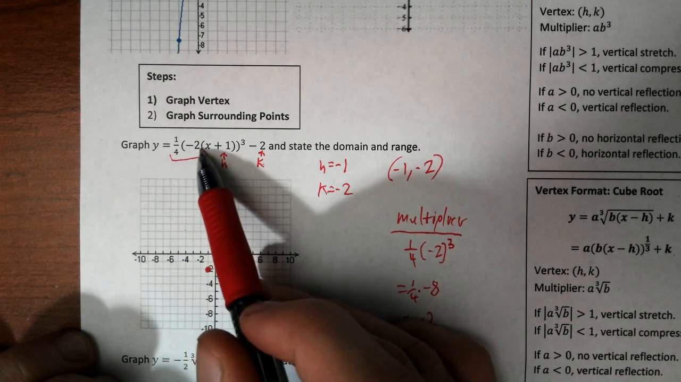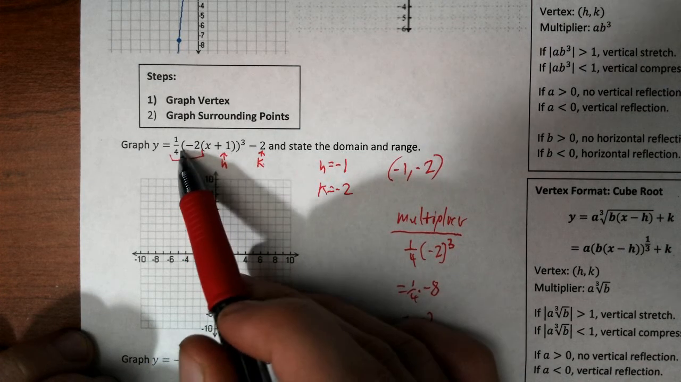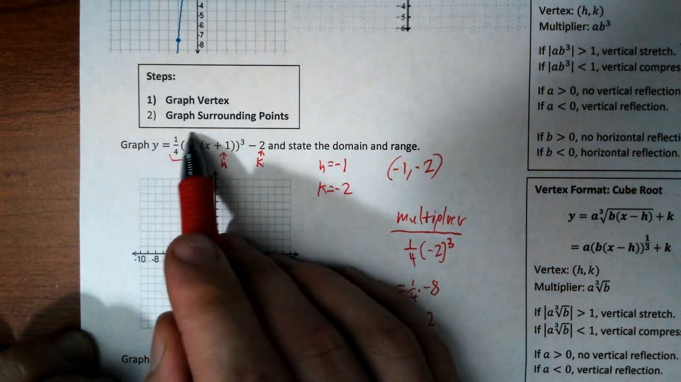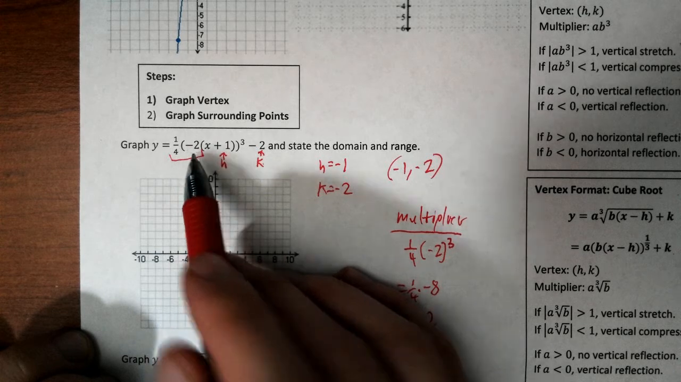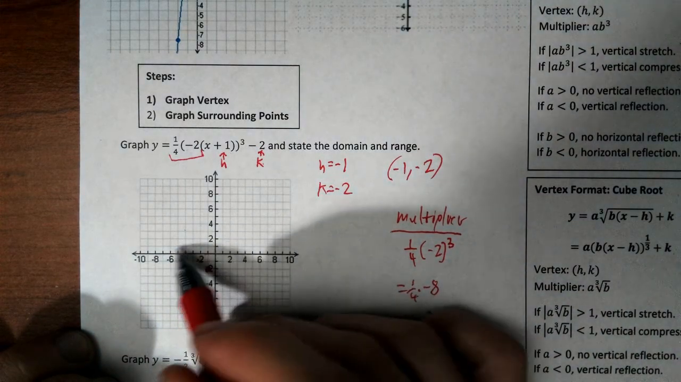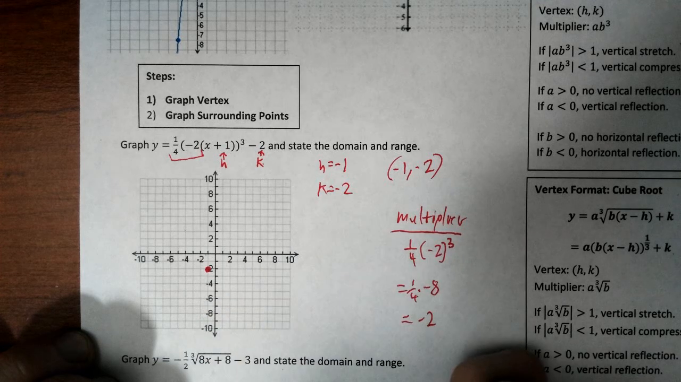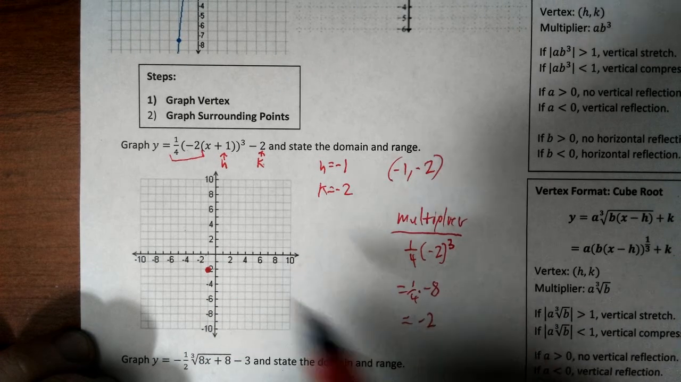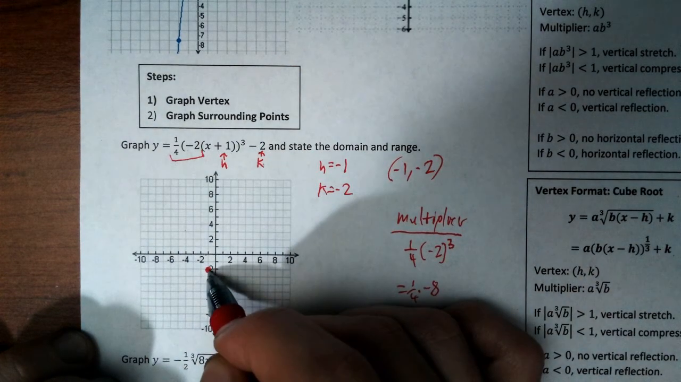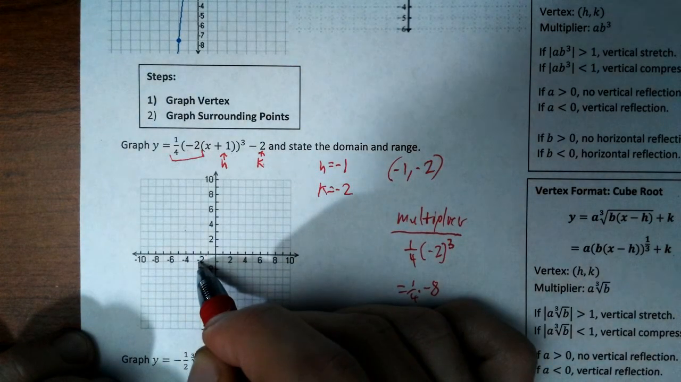Is it placed on our b value on the inside, or is it placed on our a value on the outside? We see that it's placed on the inside on our b value, so that means it's going to be reflecting horizontally, not vertically. Okay, so let's go ahead and reflect this horizontally. So things that normally go over 1, up 1 are now going to go left 1, up 1.